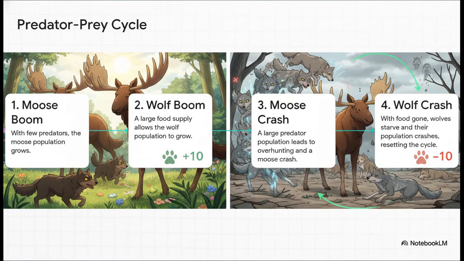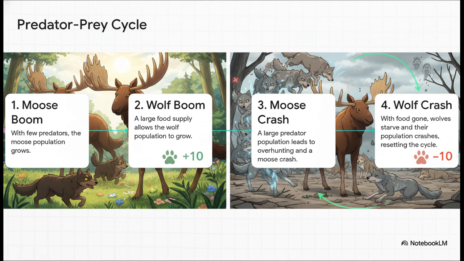So let's just follow one loop all the way around. Step 1, there are hardly any wolves, so the moose population just explodes. It's a moose party. Step 2, but all those moose are basically a giant walking buffet, so now the wolf population booms right behind them.